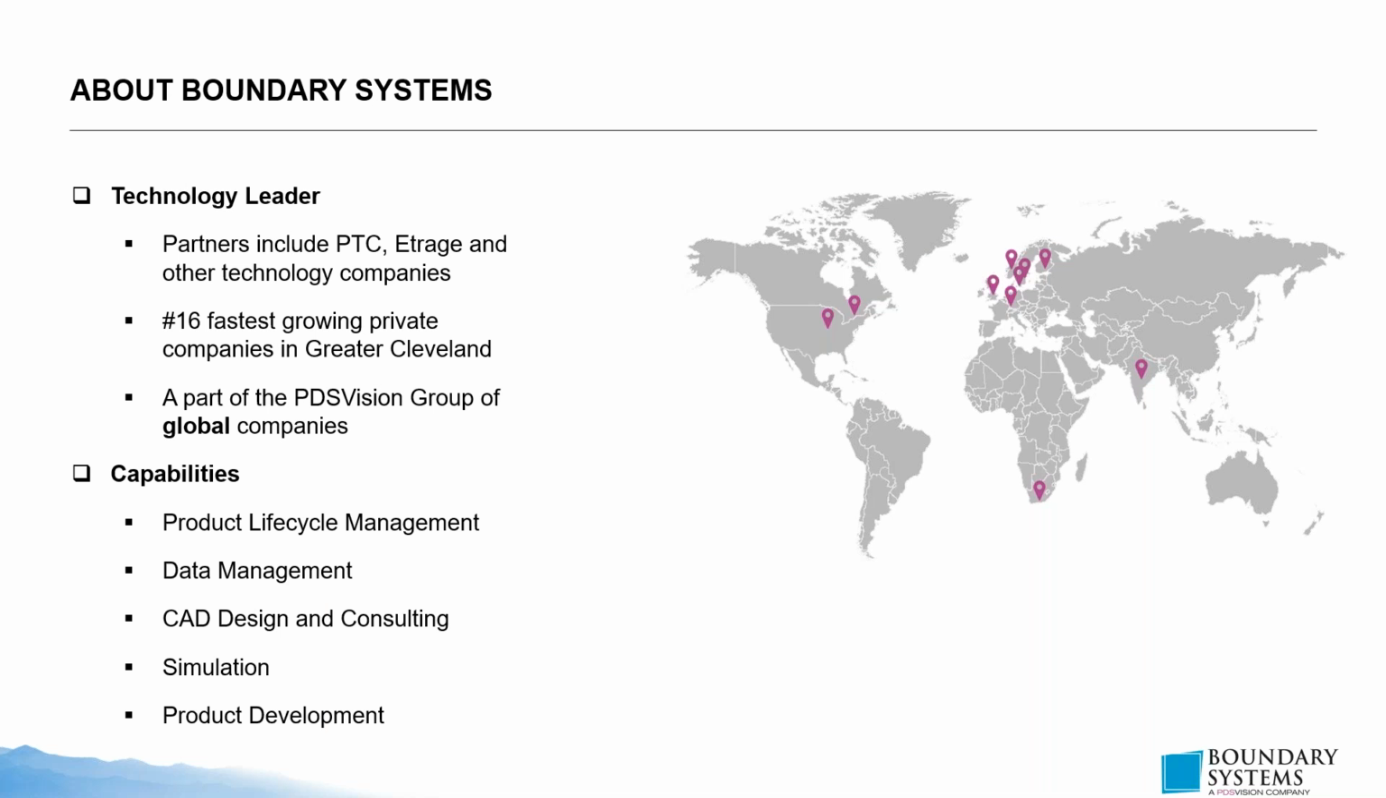Enough about myself, now about Boundary Systems. We are a technology leader located in the Cleveland, Ohio area. We are a partner to PTC and other technology companies. We are in the top 16 fastest growing private companies in the greater Cleveland area, and we are part of the PDSVISION group of global companies. Here are some of the areas where we are located throughout Europe, Asia, and South Africa. Some of our capabilities include product lifecycle management, data management, CAD design and consulting, simulation, and various product development.